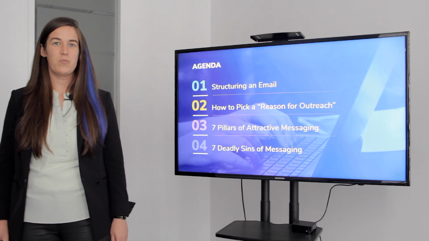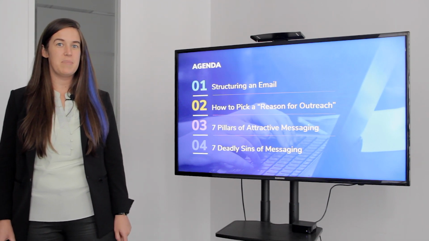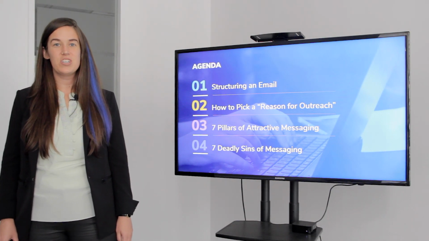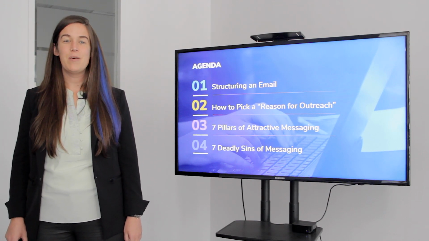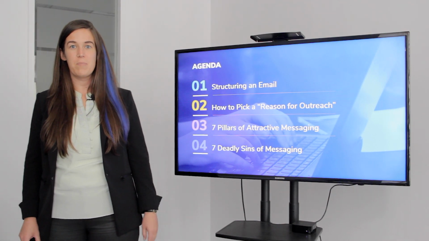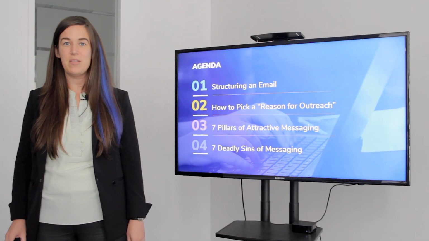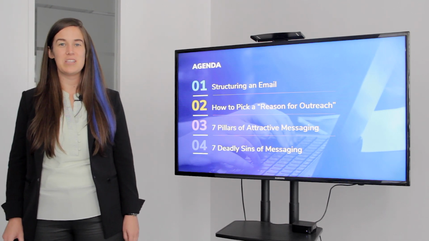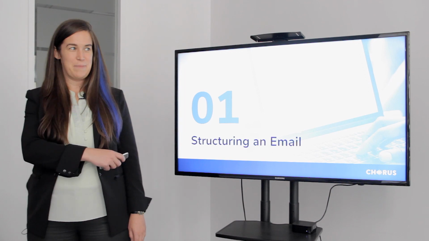As far as an agenda, we're going to have 4 pieces to this session. The first piece is going to be on how to structure an email at large. The second piece, we're going to transition into how to tease out a premise or a reason for outreach to your prospect. And then we're going to finish with the third part being the 7 pillars of attractive messaging. What are the flavors that you should have in the background of your messaging? And then we'll finish with the 7 deadly sins of messaging that you want to make sure to leave out.